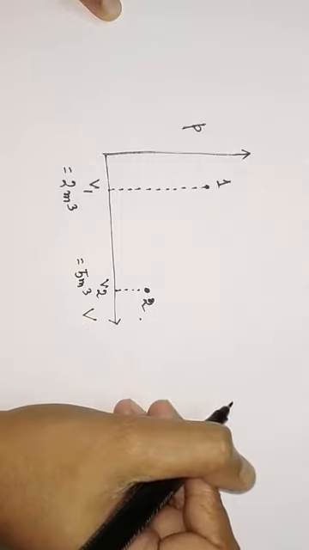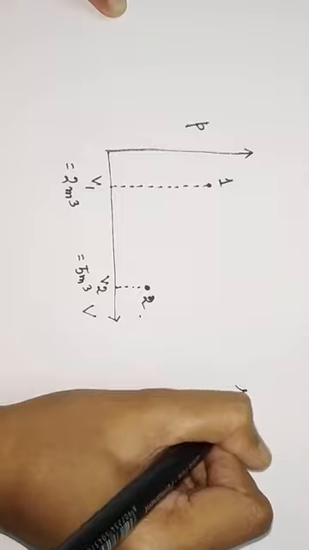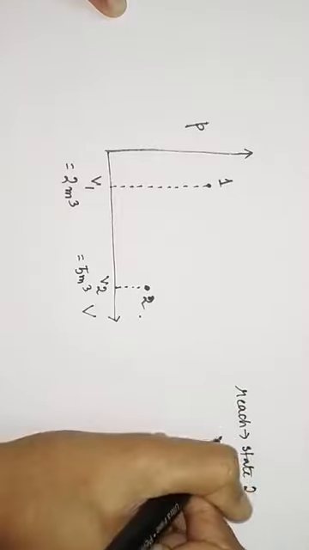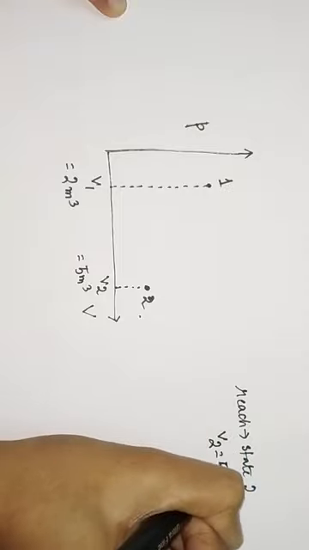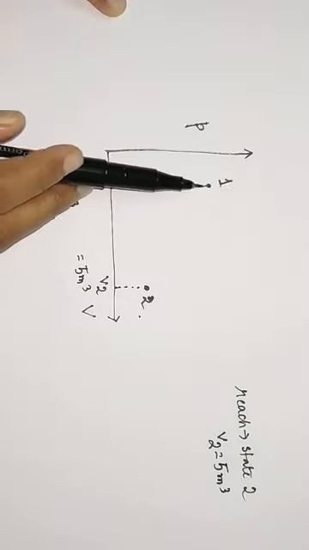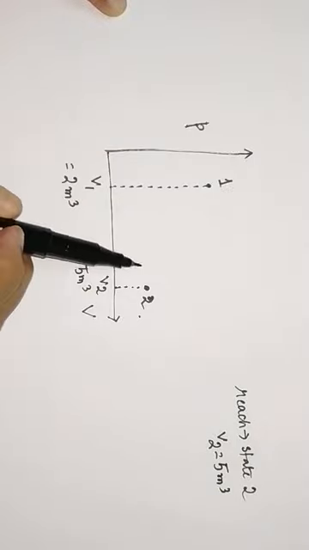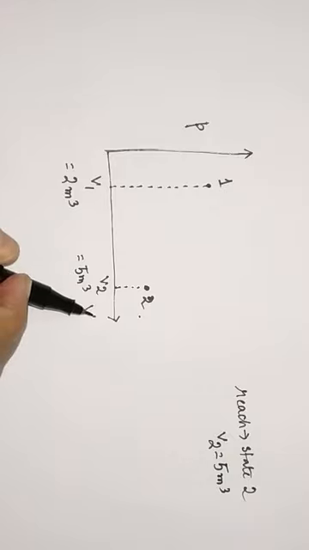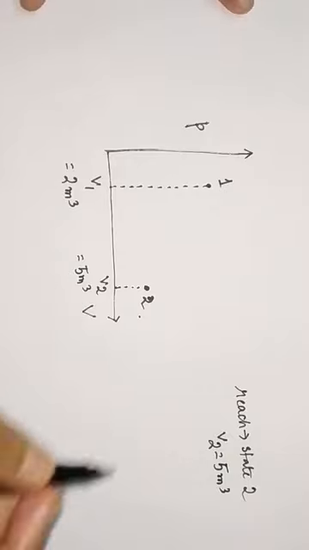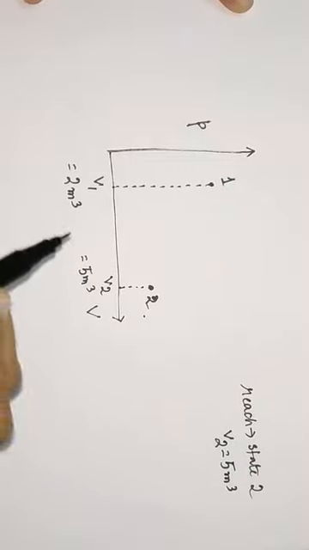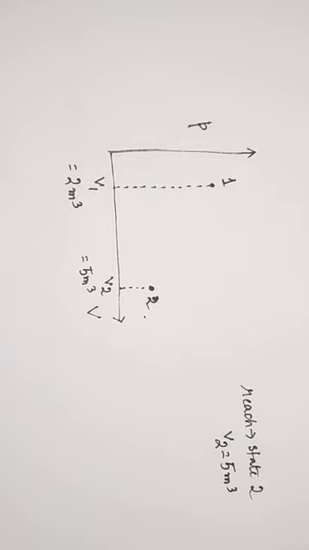So we have to reach this final state. We want to reach the state 2 where volume is 5 meter cube. Initially the volume is 2 meter cube, so it is obvious that we have to go through some process such that its volume increases. So the system has to undergo some process. Now there can be various processes to increase the volume. One of them can be an isothermal process.